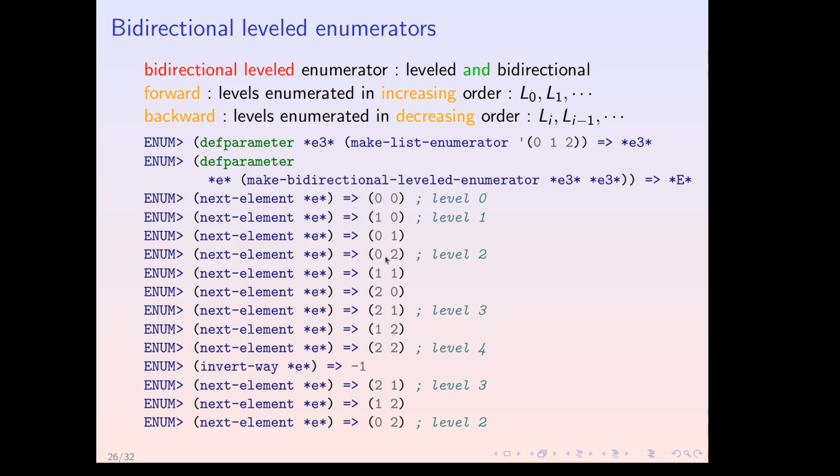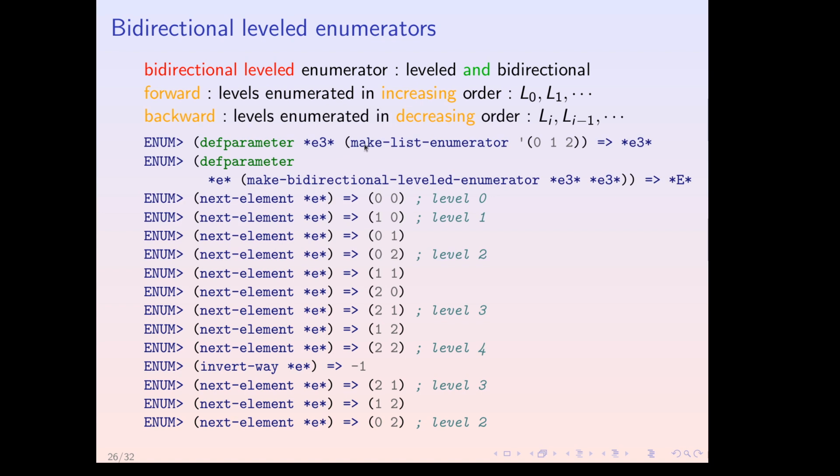Now I have bidirectional level enumerators. So they are both leveled and bidirectional. When they go forward, the levels are enumerated in increasing order: level 0, level 1, and so on. When they go backwards, the levels are enumerated in decreasing order, Li, Li minus 1. But inside the level, it's the same order.